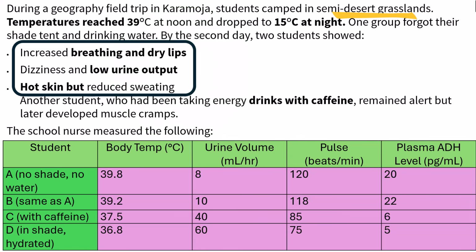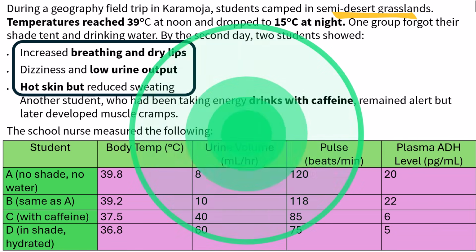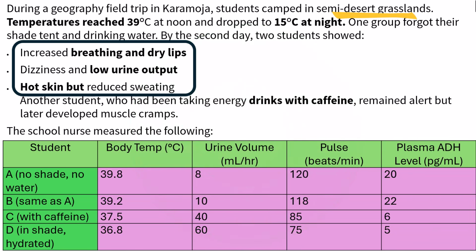By the second day, 2 students showed increased breathing and dry lips, dizziness and low urine output, hot skin but reduced sweating. Another student, who had been taking energy drinks with caffeine, remained alert but later developed muscle cramps. The school nurse measured the following.